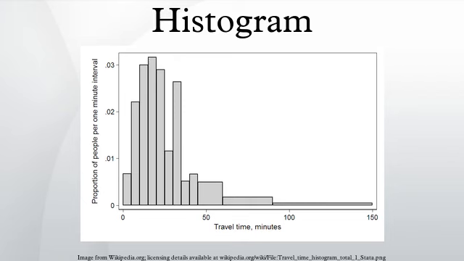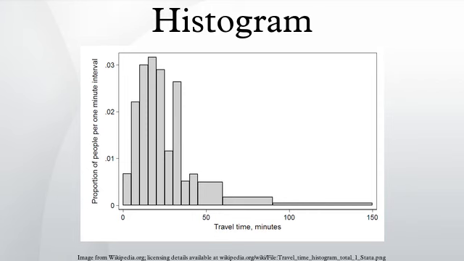In statistics, a histogram is a graphical representation of the distribution of data. It is an estimate of the probability distribution of a continuous variable and was first introduced by Karl Pearson. A histogram is a representation of tabulated frequencies, shown as adjacent rectangles or squares, erected over discrete intervals, with an area proportional to the frequency of the observations in the interval.